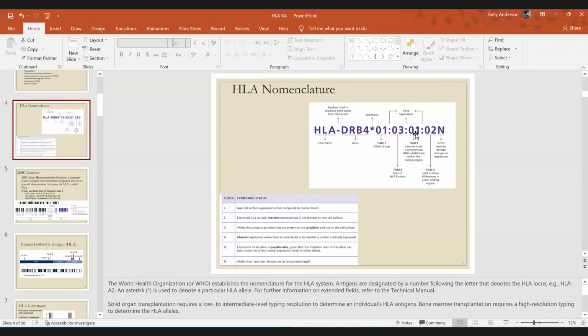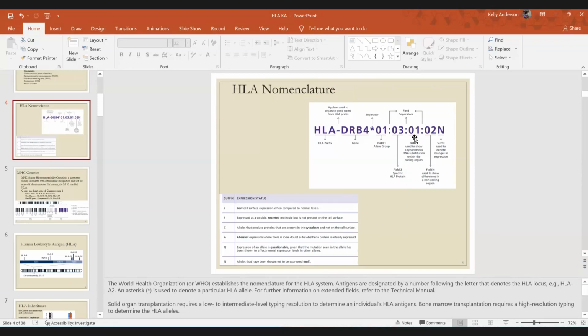So 01 would be the original one. Once you find another one, then 02 would be the second one found. 01 will be the original and 02 will be any deviation from that.